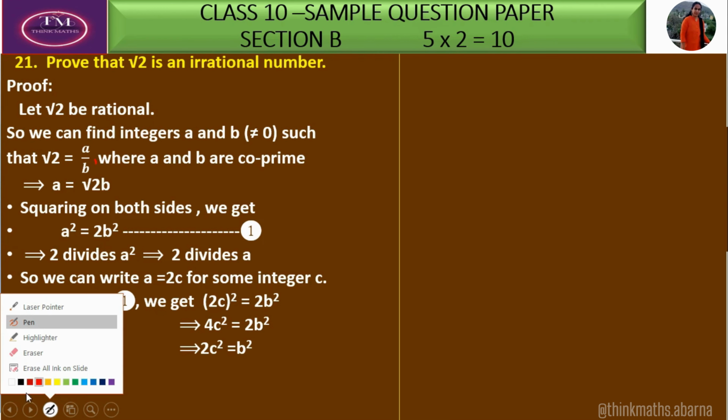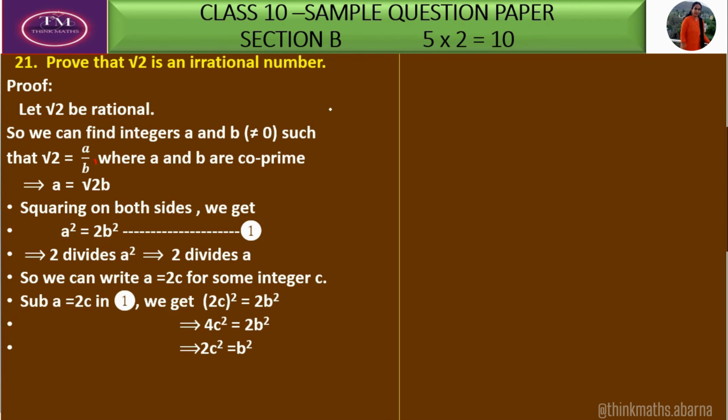What we can do is cross multiply. Root 2 is equal to a by b, because we assumed root 2 is a rational number, that is, in the form of fractions. Cross multiplying, there will be 1 here by default, root 2 by 1. So root 2 into b is equal to a into 1, which is a. We can write a is equal to root 2 b.